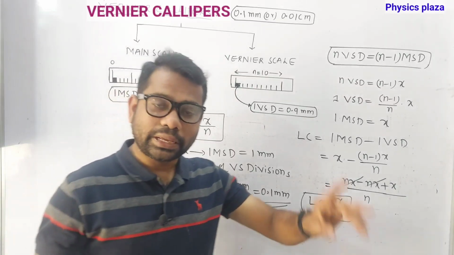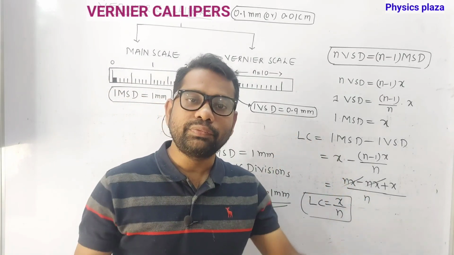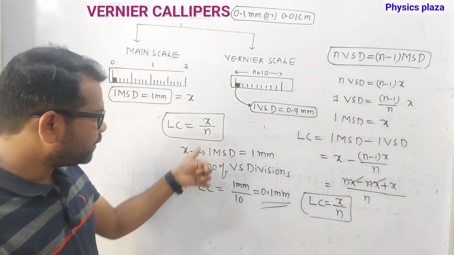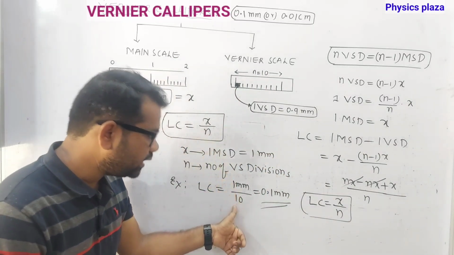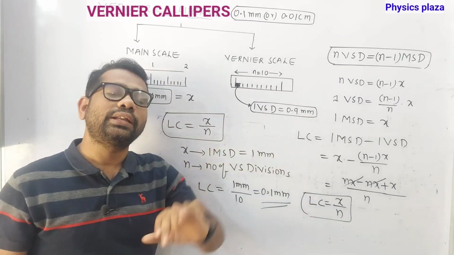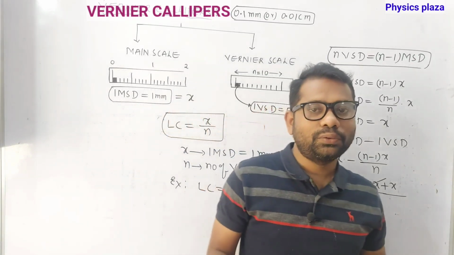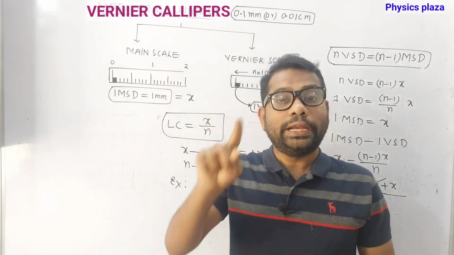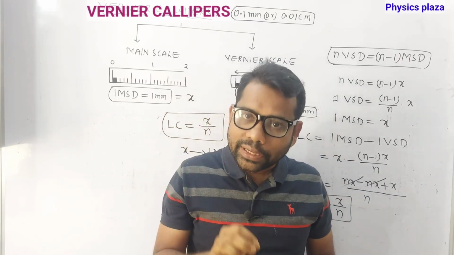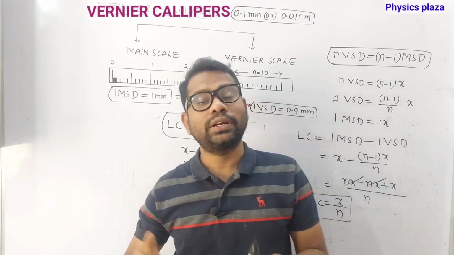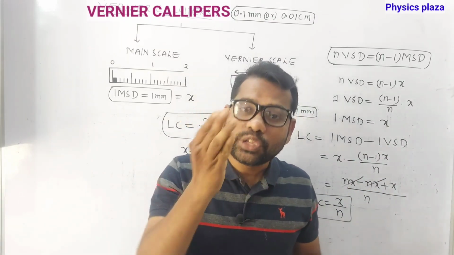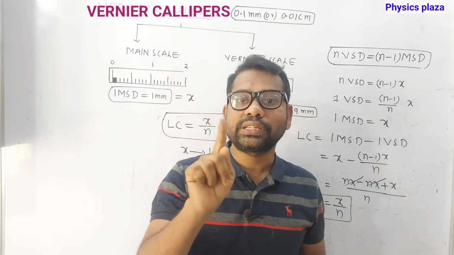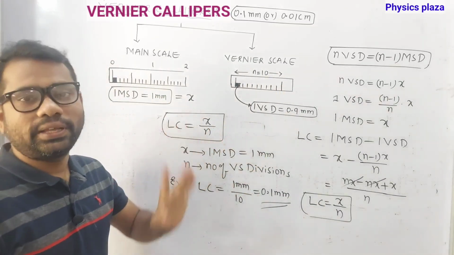Suppose in an exam it is given that the vernier scale has 20 divisions, then what you have to do is substitute 20 in the place of n. You will get the related least count. Children, again I am telling you, least count is fixed for a given vernier calipers. It does not mean that each and every vernier calipers has the same least count. It can be changed, but how? By changing the number of divisions in the vernier scale only.